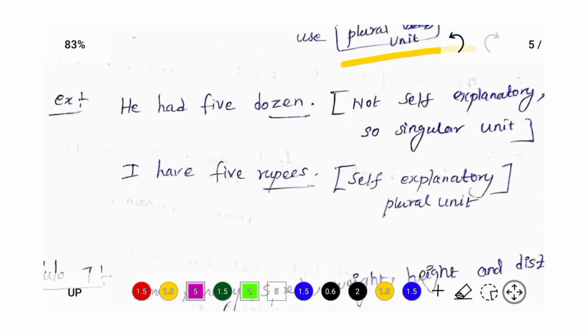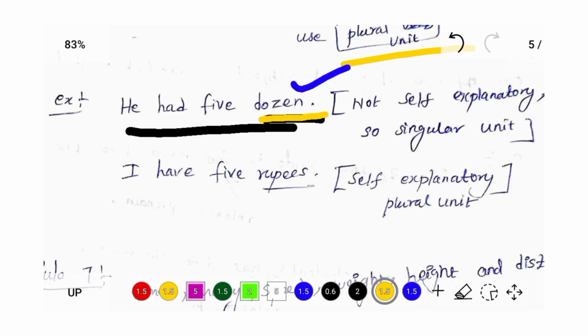See this example: he had 5 dozen. He had 5 dozen. It is not a self-explanatory sentence. So here we use a singular unit because it is not a self-explanatory sentence.